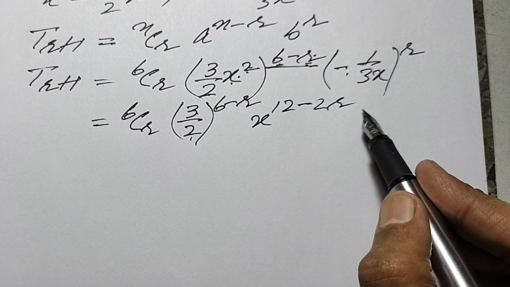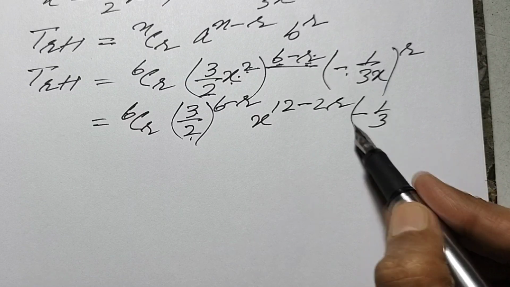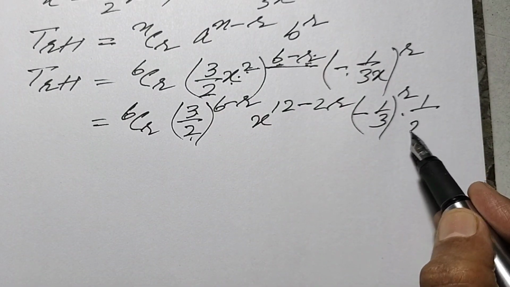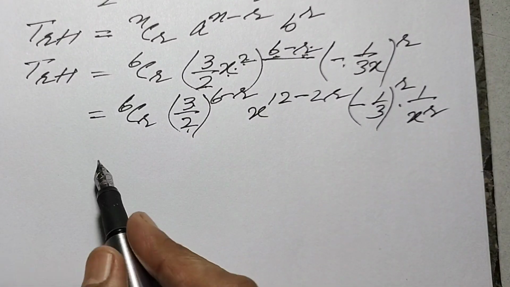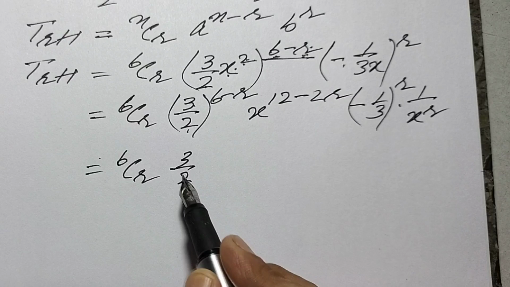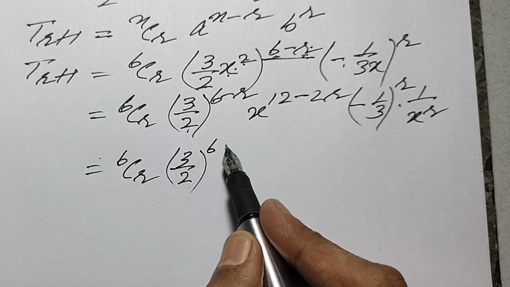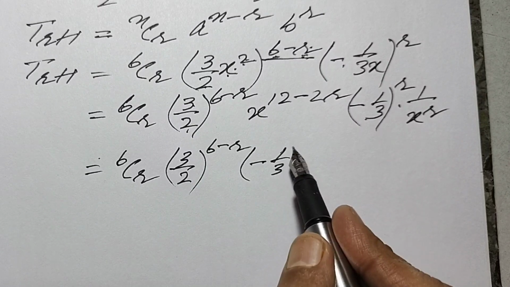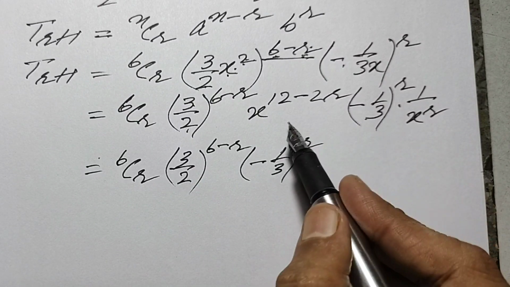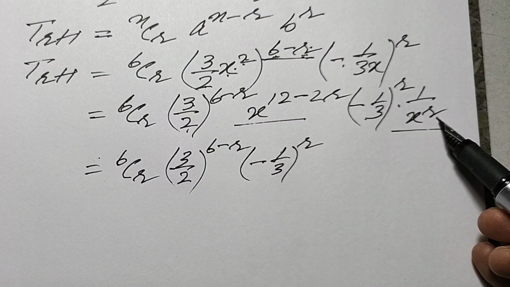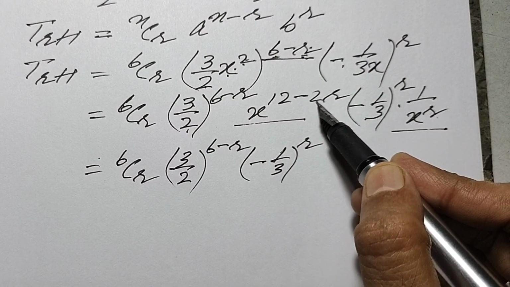And here we have (minus 1 upon 3) whole raised to the power r into 1 upon x raised to the power r. So simplifying further, we have 6Cr (3 upon 2) raised to the power 6 minus r, then we should take (minus 1 upon 3) raised to the power r. Then we have to simplify this. So as we know, by the theory of indices, the power r is subtracted from the power of the numerator.